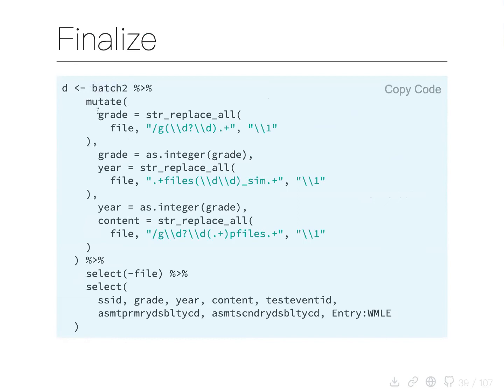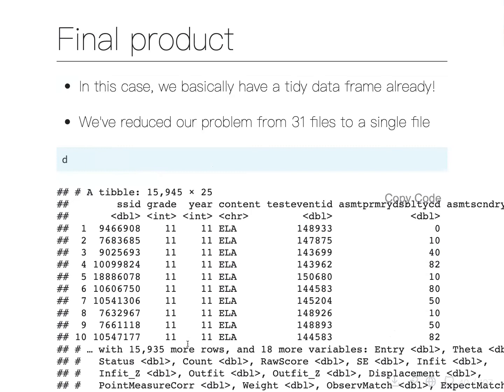We're going to mutate. So we're going to compute grade, and then I'm changing it to an integer because up here it is still a character. Year, and then changing that to an integer, and then content area. And then I'm selecting, and notice now I'm saying, okay, now we can drop file. I've used that column as much as I want to. I can go ahead and just drop that file. I've got all the data I need from it. And now every row is going to be identifiable, right, in terms of where it came from. And then I'm just going to select some columns in the order that I want them to be. Okay. And this is the final product.